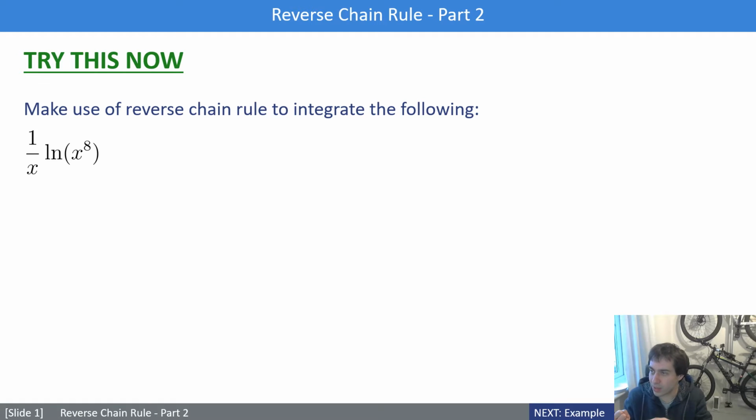You'll need to think about using reverse chain rule, but perhaps initially you might need to make use of some log rules that you know of. It should be within your ability, but see how you do. And perhaps you might have a method that I didn't think of. So give it a go. You can pause the video now.